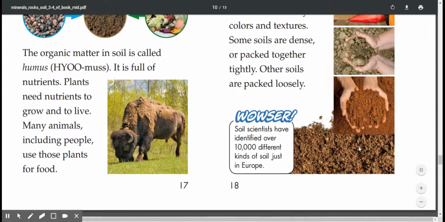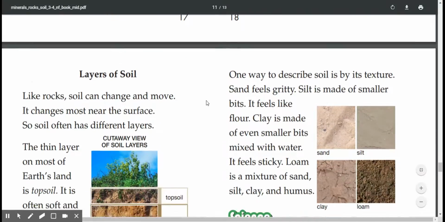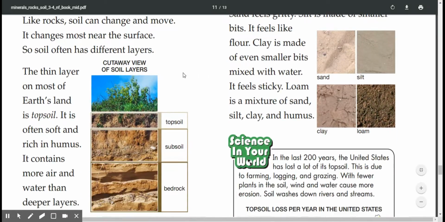Some are better for growing things. Some are better for water to move through, things like that. There's over 10,000 kinds of soil just in Europe. So it's not like the dirt here is the same as the dirt in New York, is the same as the dirt in London, is the same as dirt in China. It's all different. Now, like rocks, soil can change and move.